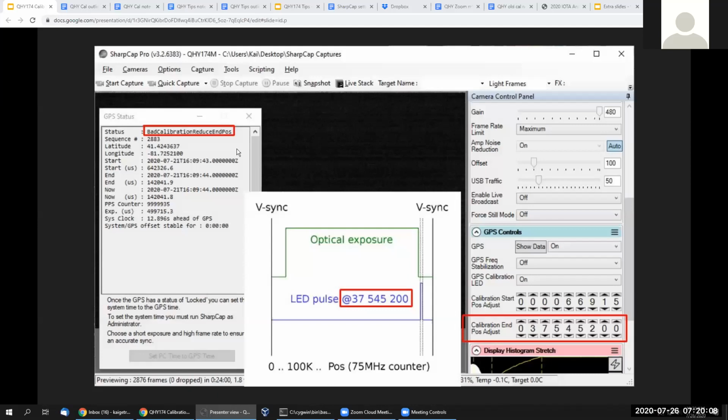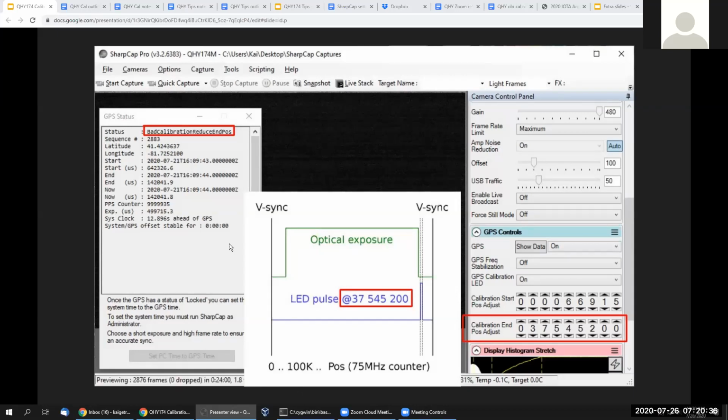Basically, what happens when we go back to this bad calibration reduce End Pos error that we've seen, and frozen timestamps. This error is actually not from the camera. It is SharpCap saying that. The camera might actually be GPS locked at this point. In fact, can you see down here where the time at the bottom says 24 minutes? I've had the camera on for 24 minutes. It is locked behind this.